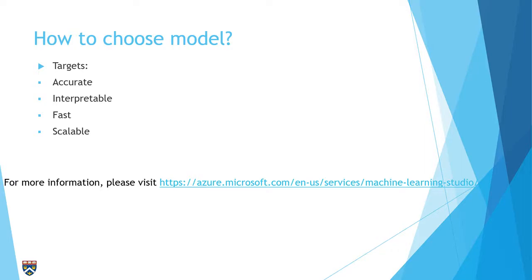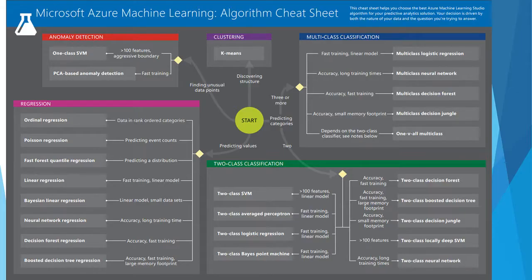How to choose models? The target is to choose the model that fits well with the data. It has to be accurate, interpretable, fast, and scalable. That all depends on what types of data you try to analyze. So I use this sheet to decide which model I should use, and this is what I base on when I choose the model.